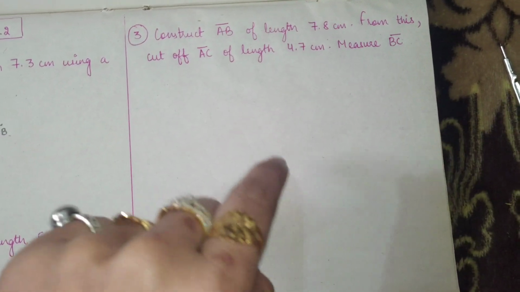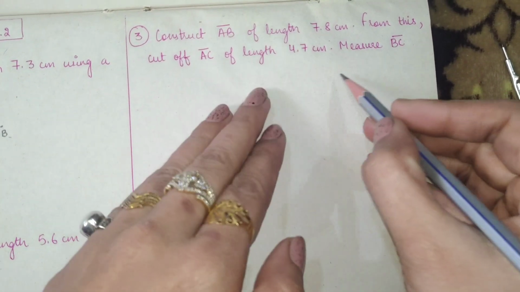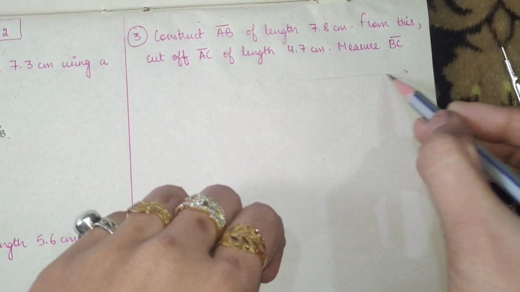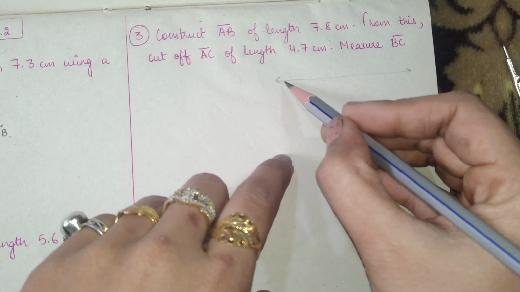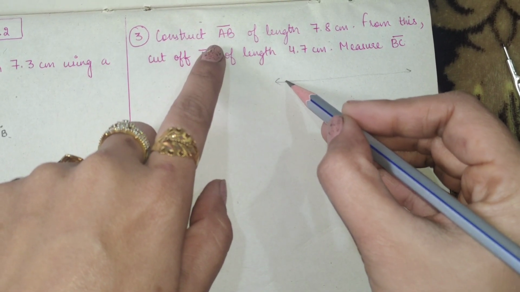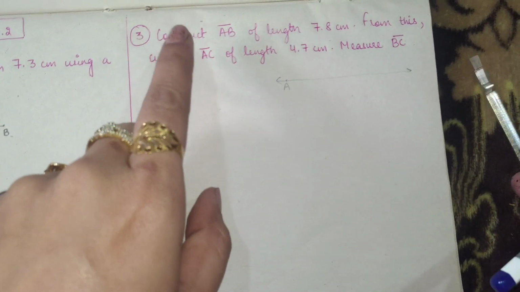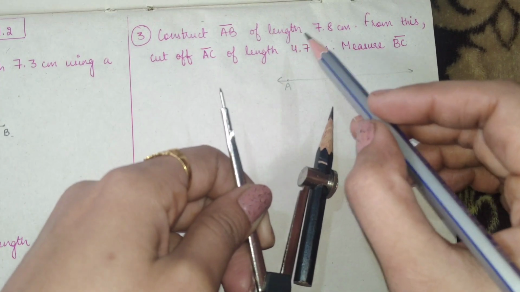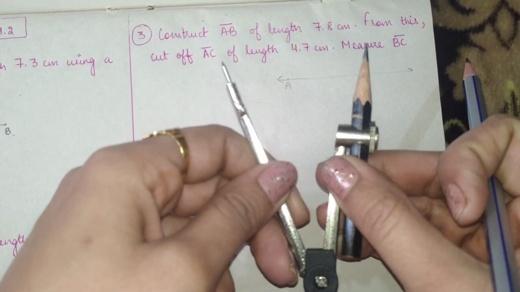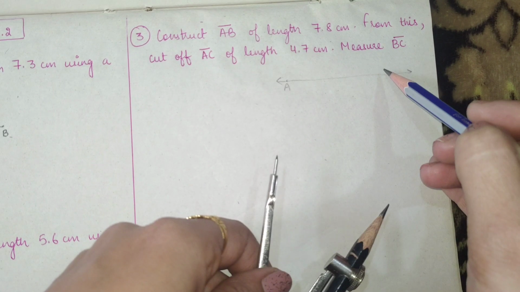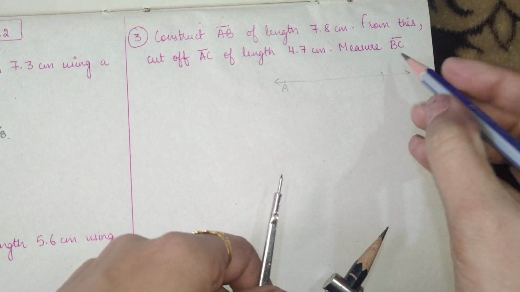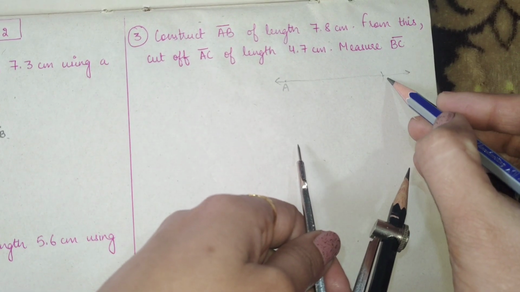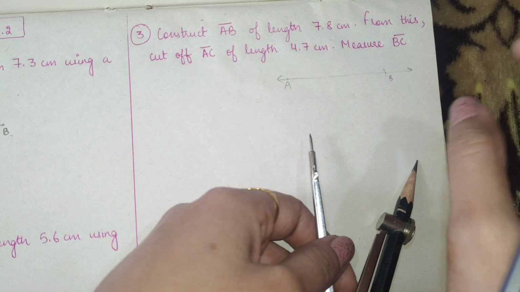construct AB. Okay, we'll just take a rough idea. For constructing a line segment, we need to have one line. So we'll draw one line here. We'll take the starting point, since it's mentioned AB here. So we'll take the starting point A, and then we'll open our compass till the length 7.8 centimeter, and then we'll draw an arc like this by keeping the pointer here on A, and then this point here will be B. Now that's the first part.